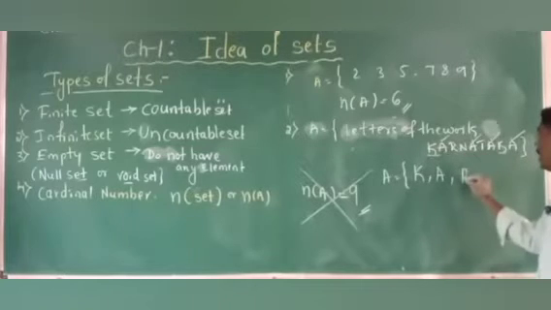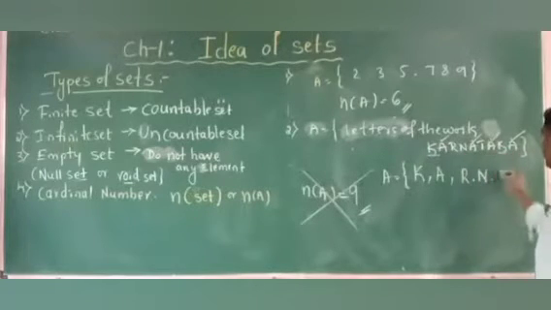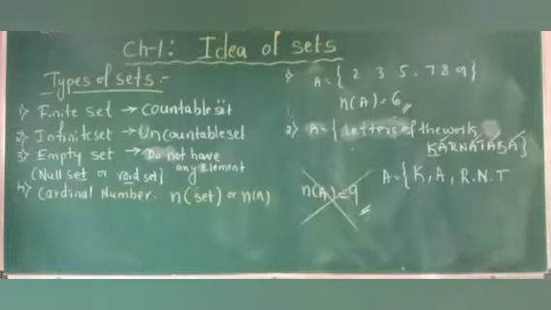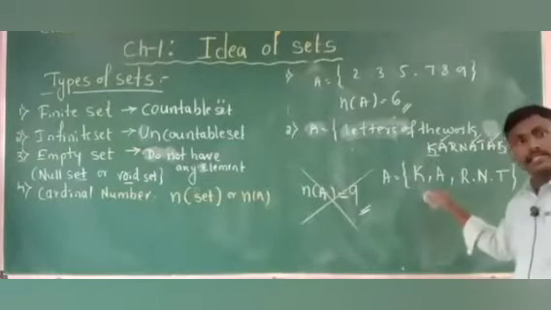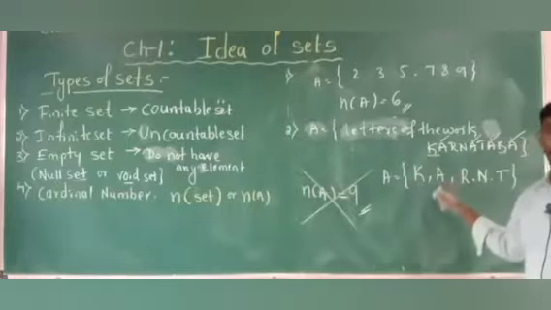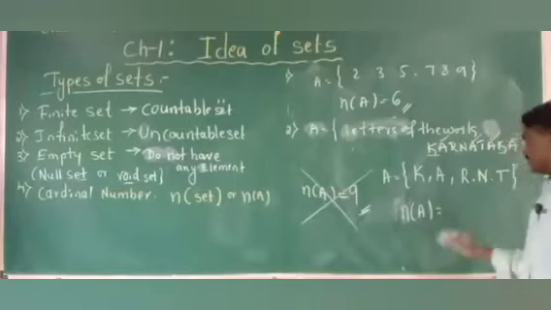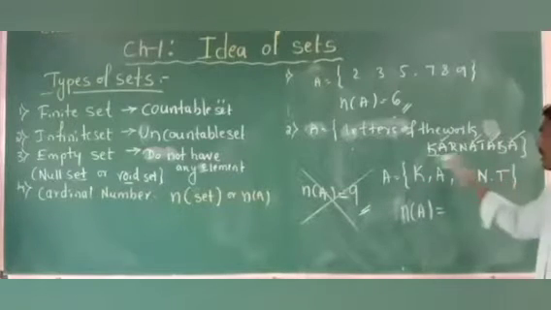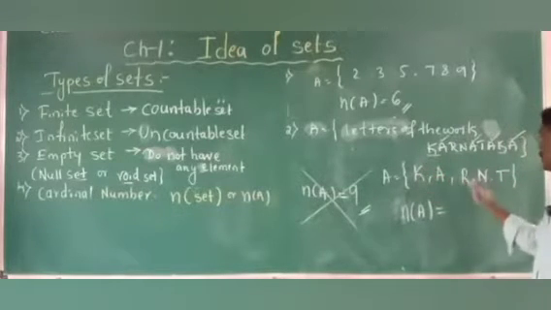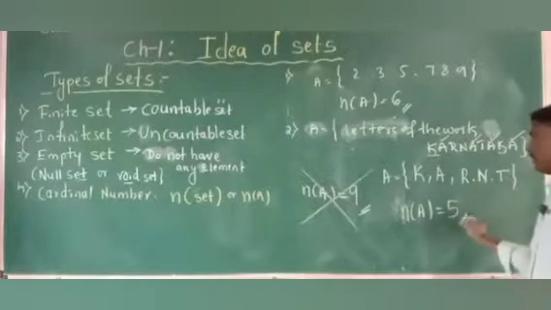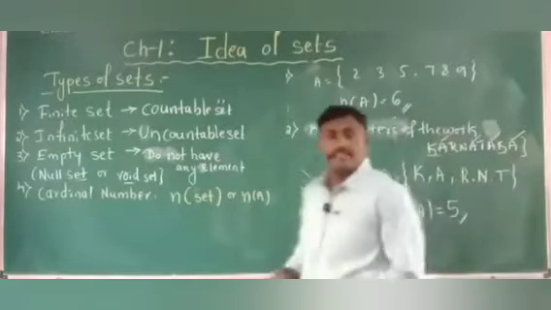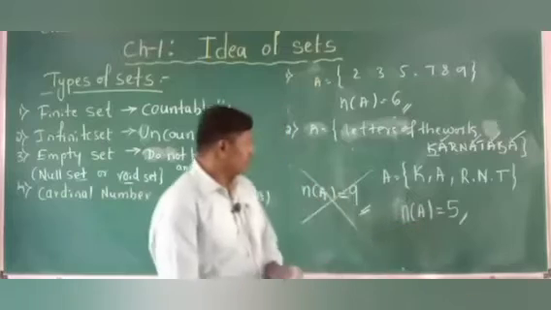Next, R, N, T. R will not repeat again here. N is also a non-repeated letter. T is also a non-repeated letter. Okay, now this is the exact finite set. So now the cardinal number of set A is, count the number of elements existing in set A: 1, 2, 3, 4, 5. Here you are getting the exact meaning of the cardinal number.